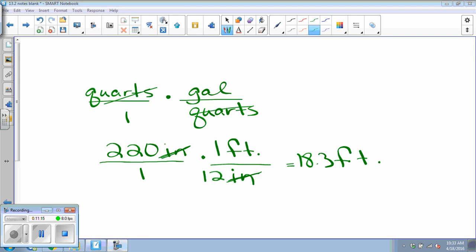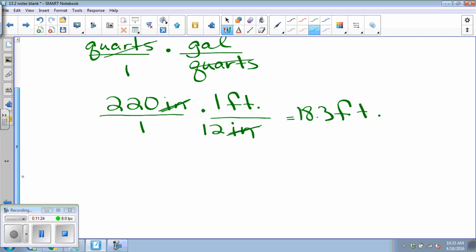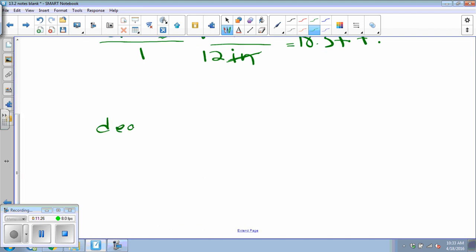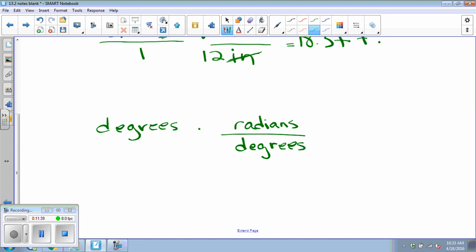Okay, so let's go back to degrees and radians. If I have degrees and I want to convert it to radians, I'm going to multiply it by radians over degrees, because what's going to happen? My degrees will cancel, leaving me with just radians, correct?